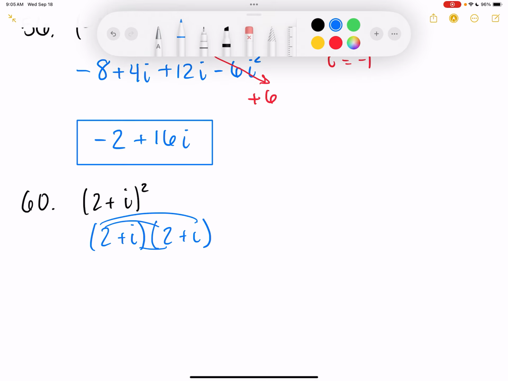So 2 times 2 is 4, plus 2i, plus another 2i, plus i squared. The square didn't write. There we go. i squared is negative 1. So combine like terms. 4 minus 1 is 3, plus 4i.